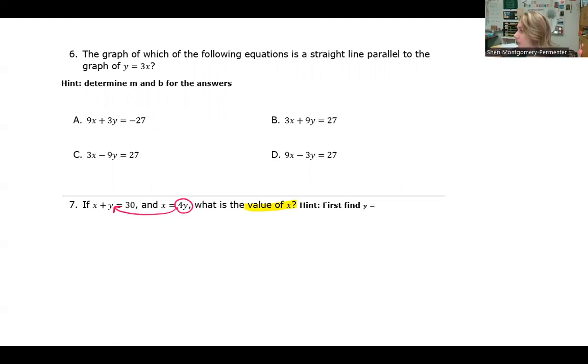So I'm going to do this one up on the board. Let's see if you can do this one. It's the same skill. And this is on the back. This is question number 7.